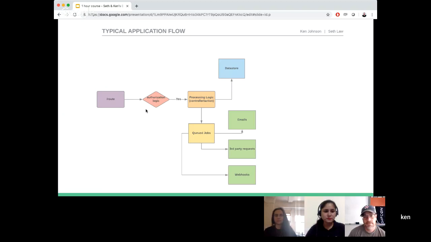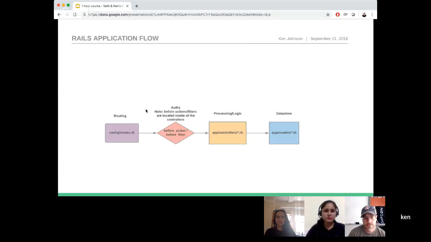And the thing that we don't show here is that there is also an HTML view that's going to be rendered back to you that might, again, echo out some of the input that you provided. So this is the general source to sink flow that you see in almost all applications. In Rails, an example of this would be config.